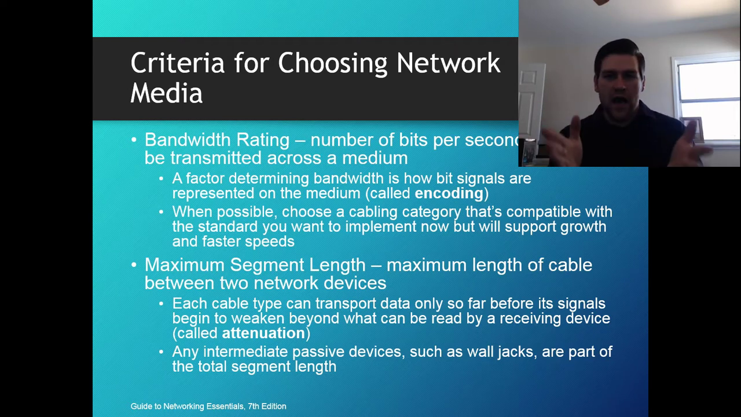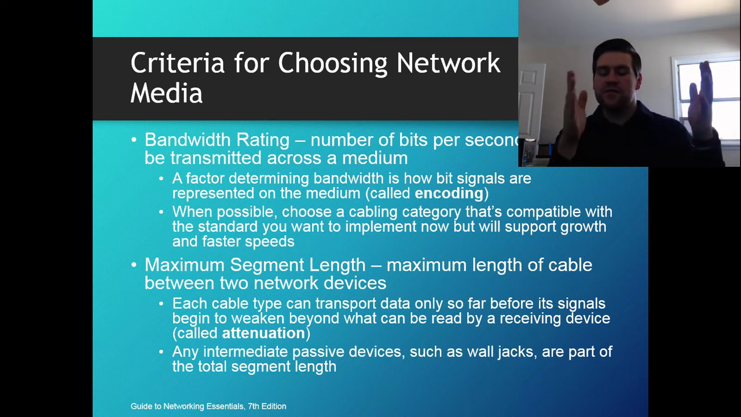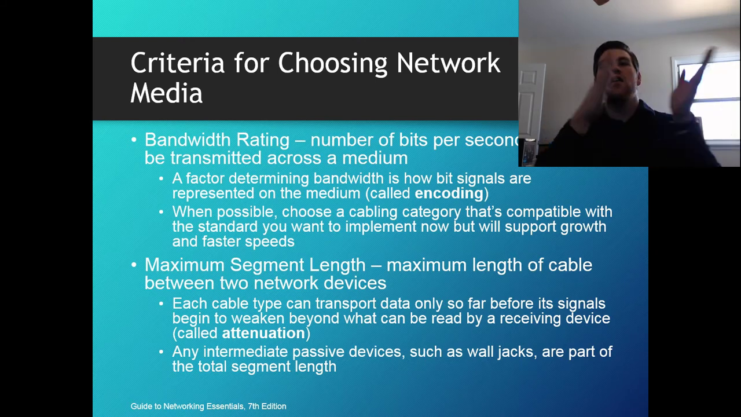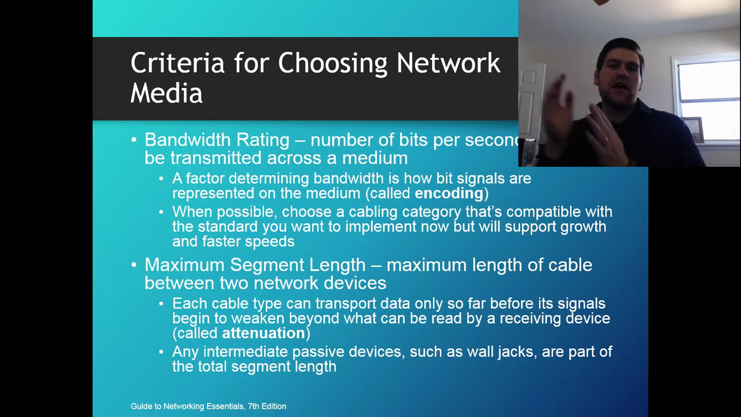Again, when possible, choose a cable standard that's compatible with not just the speed you're using, but also the next speed up so that you're capable of growth. So category 6 would be typically what's used in modern networks. Though I say typically, it's sort of a toss-up between Cat 5e, category 5e, and Cat 6.